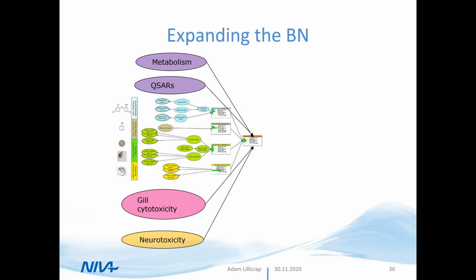So in a simplistic way, we've got our original Bayesian network, and now we're including metabolism as a new line, QSARs where we can pull in additional QSARs, the gill cytotoxicity assay, and as Christy indicated earlier, this is now an ISO standard, so it is a regulatory accepted method as an ISO standard, and it's also being evaluated at the OECD test guideline program. And then we also have neurotoxicity, being that neurotoxicity can be a bit of a problem with fish embryos.